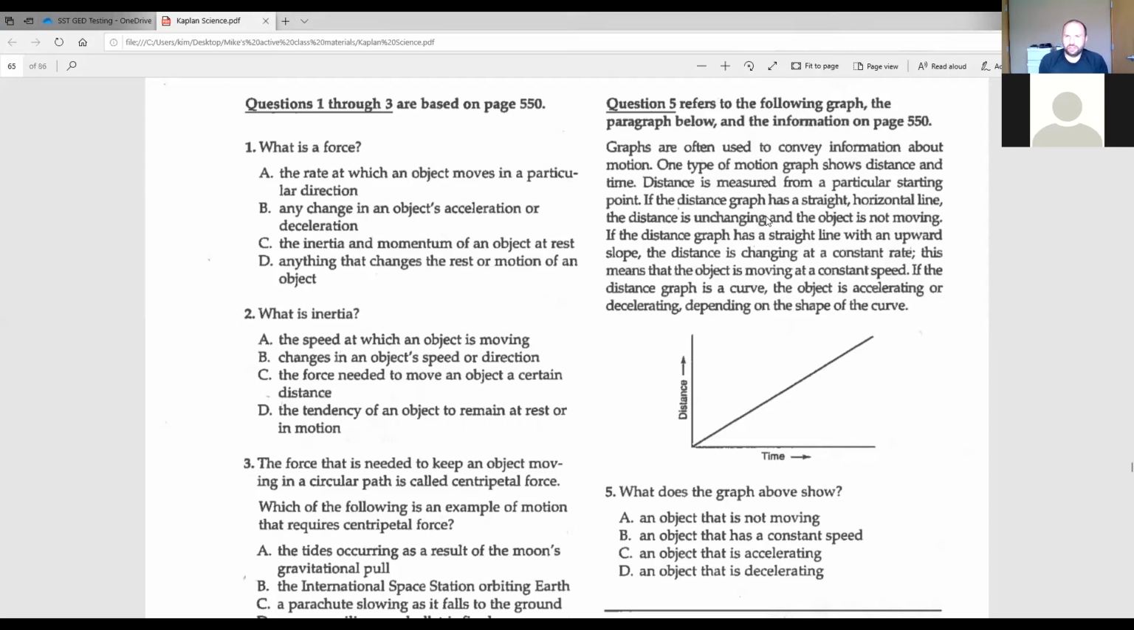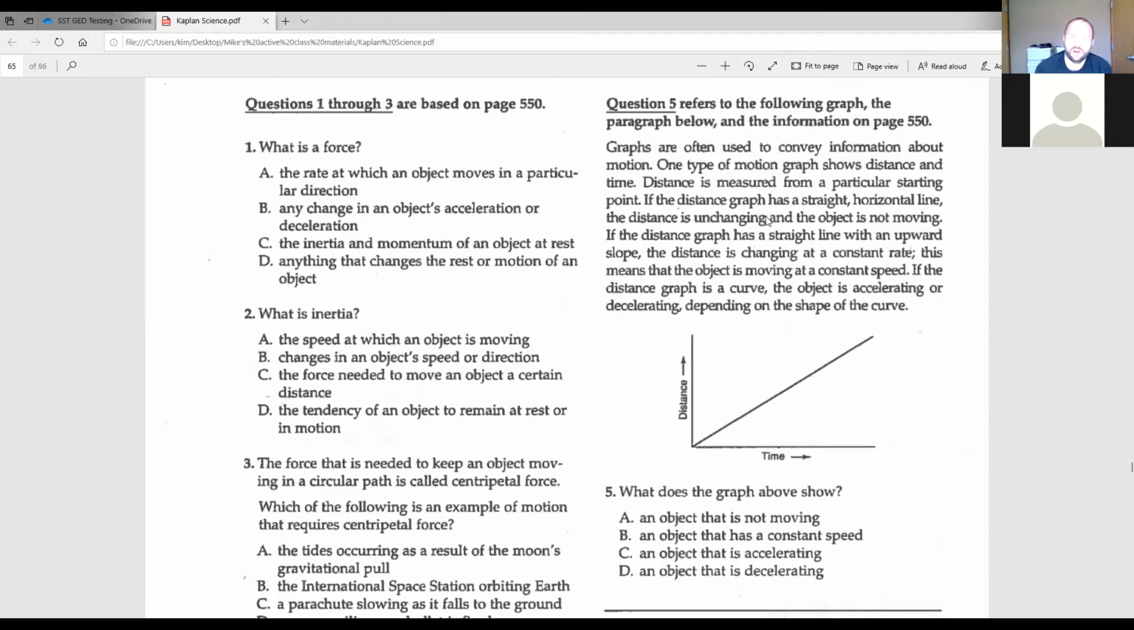One type of motion graph shows distance and time. Distance is measured from a particular starting point. If the distance graph has a straight horizontal line, the distance is unchanging and the object is not moving. If the distance graph has a straight line with an upward slope, the distance is changing at a constant rate. This means that the object is moving at a constant speed. If the distance graph is a curve, the object is accelerating or decelerating, depending on the shape of the curve.